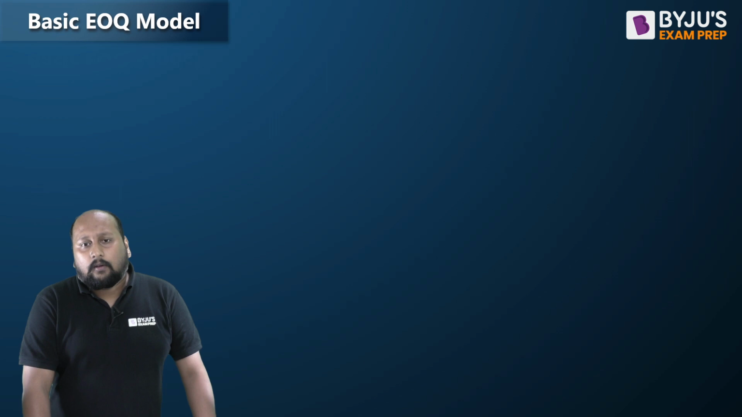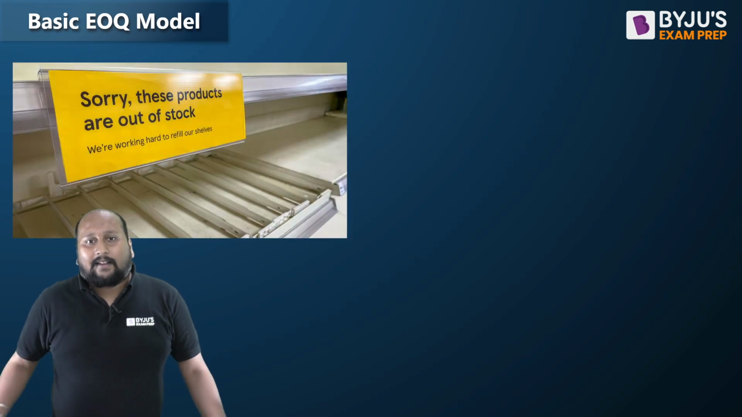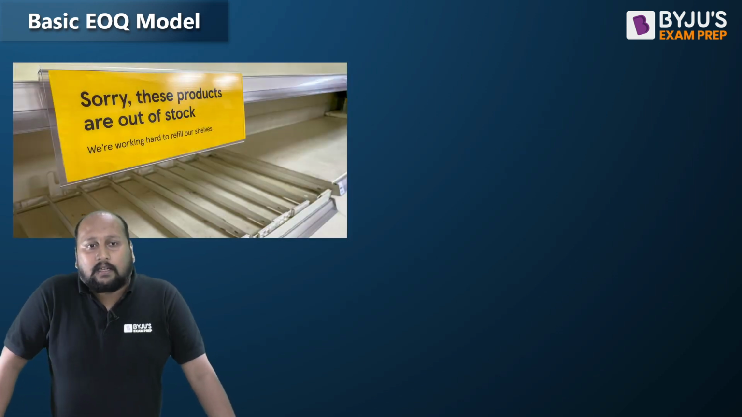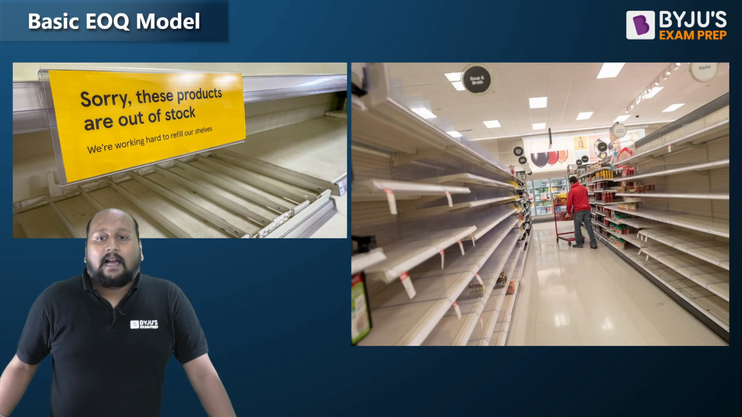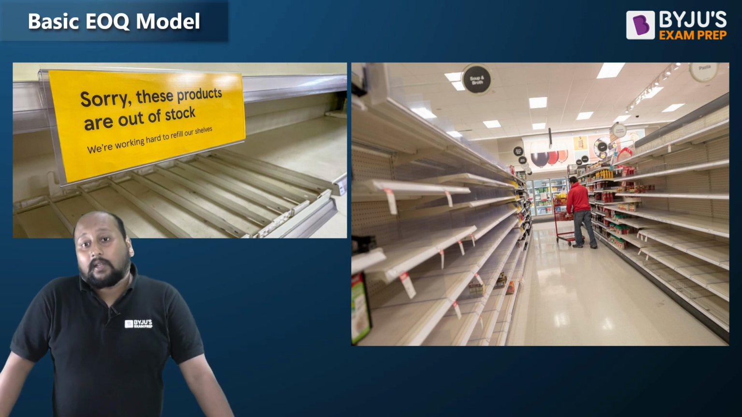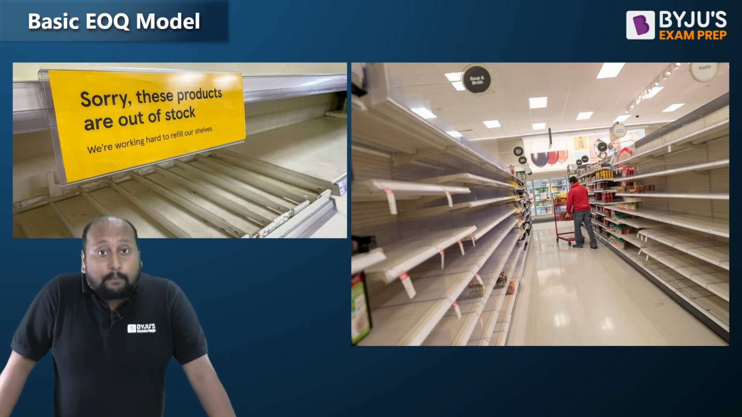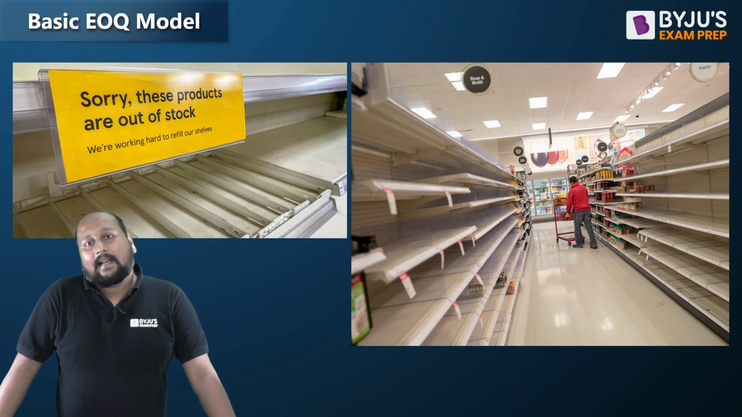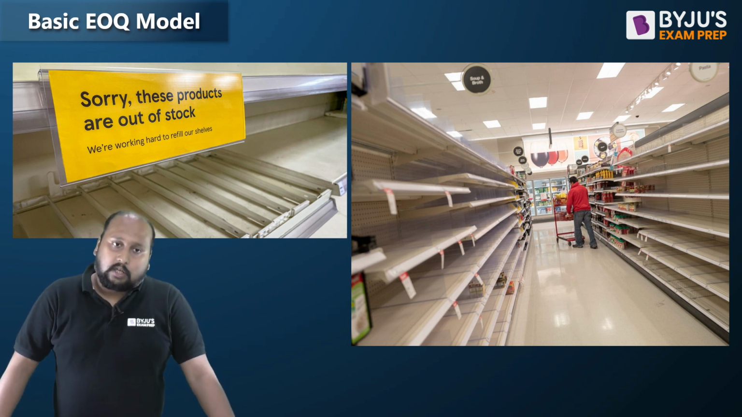So if you see on your screen, you might have sometimes seen in a hypermarket, sorry, these products are out of stock, right? Or the racks are empty. So you wanted that material, but it is not available. So there is a potential loss that has happened to the shop owner. That loss we call the shortage or stock out cost, right?